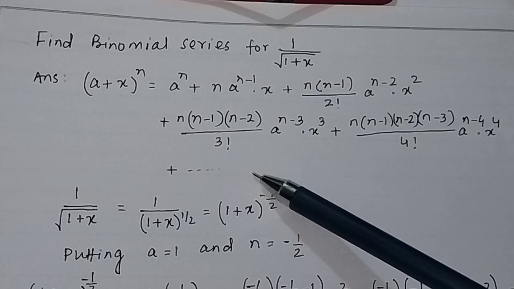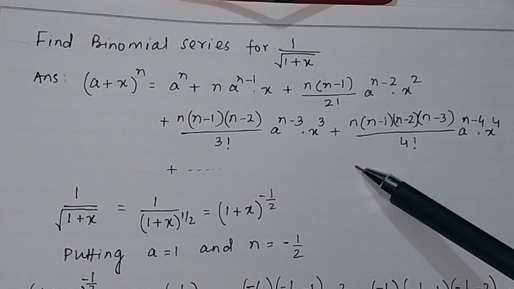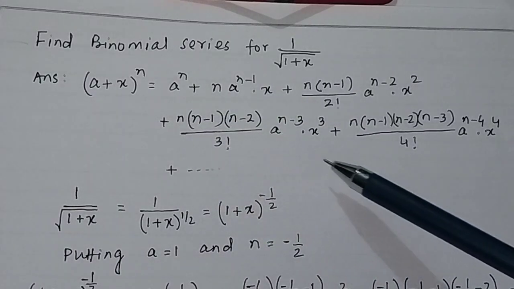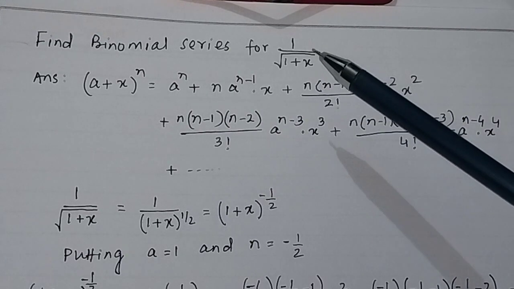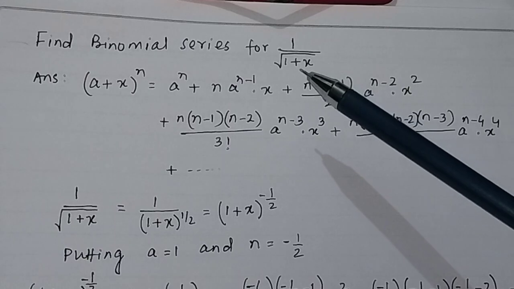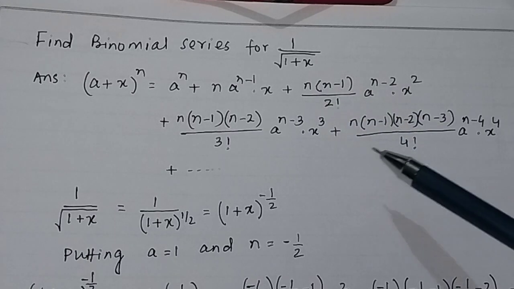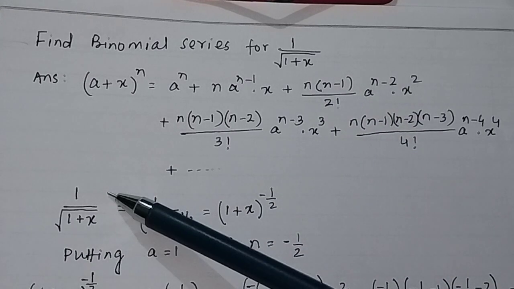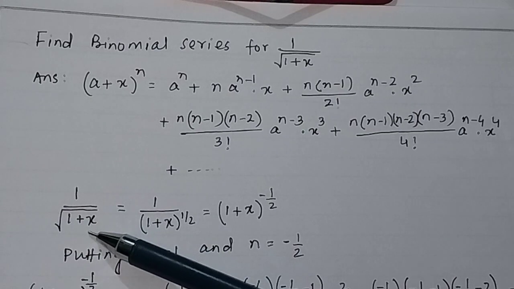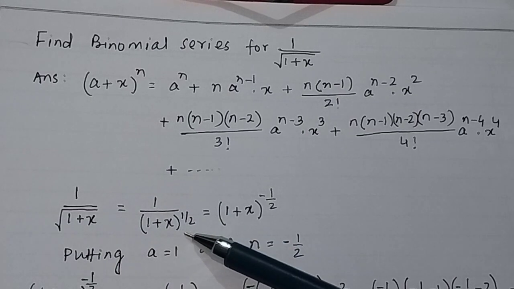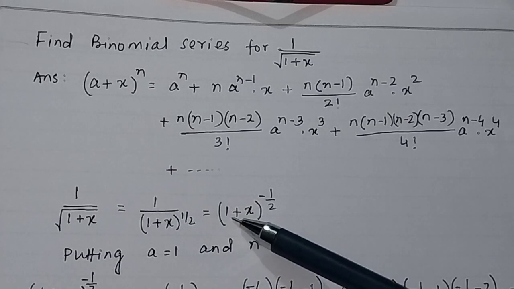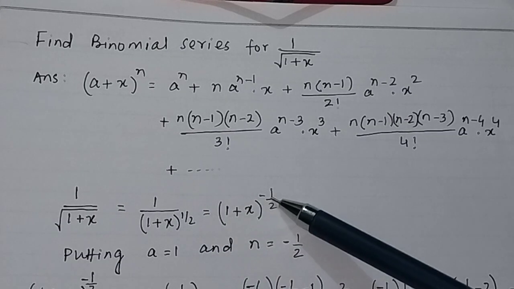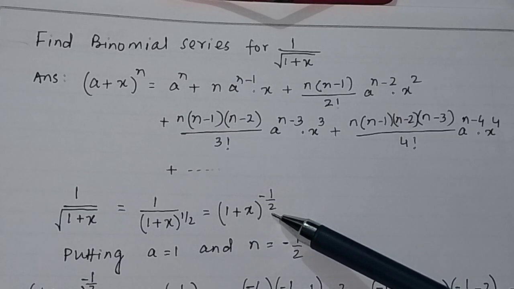Similarly, you can also expand up to higher order terms, that means up to the term x to the nth order. And we will expand this series 1 divided by square root of 1 plus x up to the fifth term. We know 1 divided by square root of 1 plus x is equal to 1 divided by 1 plus x whole to the power half, and if you take it to the numerator, this will be equal to 1 plus x whole to the power minus 1 by 2.